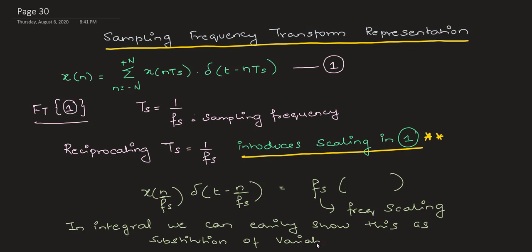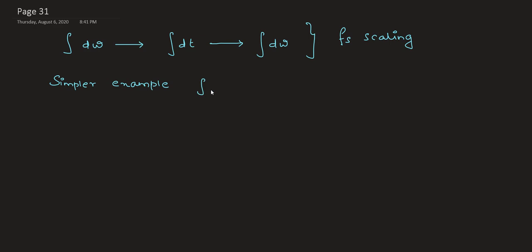There are many reasons we could give. One is cross multiplication of the reciprocal numbers. The second, a simpler one, is when I am using an integral, I can use this change of variables. Whenever I do the substitution of variables, I am going to end up getting a scaling factor.